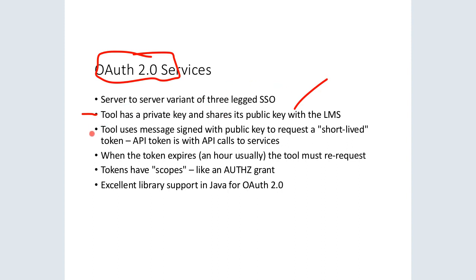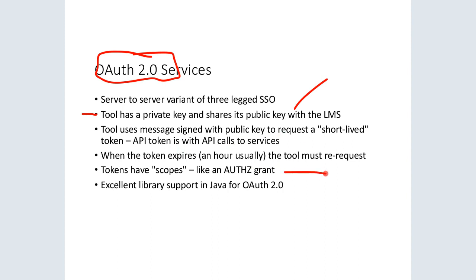And so it uses the public key to request a short-lived token. And by short-lived, you usually mean an hour. So you can use this as a bearer token for an hour, and then that expires. And it's all signed and has all kinds of secure stuff.